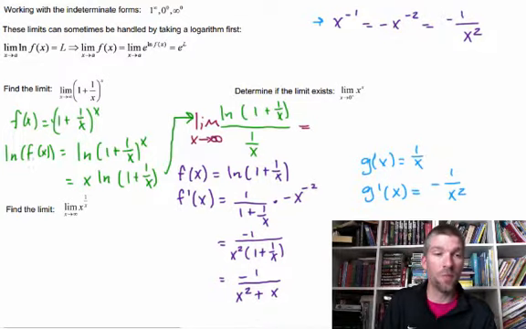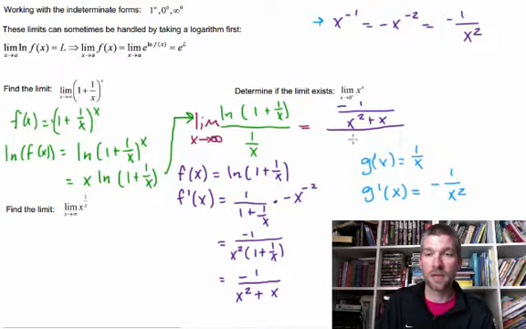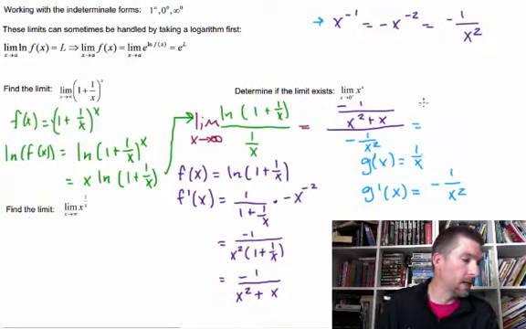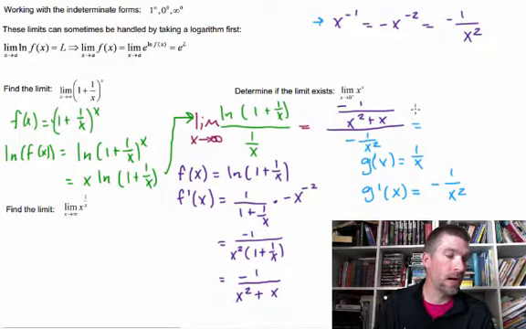Substitute those two different parts in, and let's have a look at what's going on. So my f has become negative 1 over x squared plus x. My g of x has become negative 1 over x squared. Use L'Hopital's rule again and see what happens here.